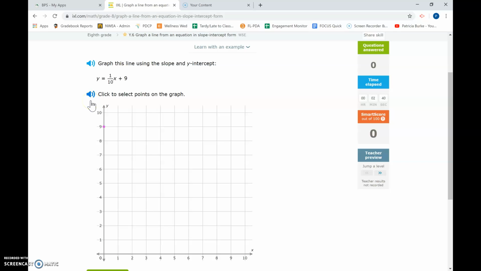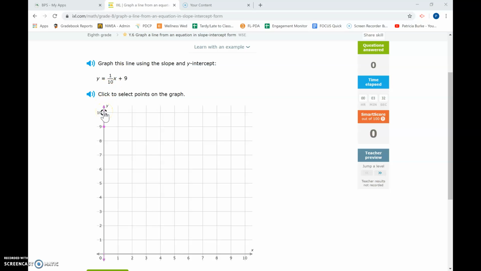So we need 2 points to form a line, and your slope is 1/10. Remember, the top number tells you how many floors you go up or down, and your bottom number tells you how many doors you run past. So let's see, we go up, because it's positive, so we're going to go up 1 floor. And then it says we're going to run across 10 doors.